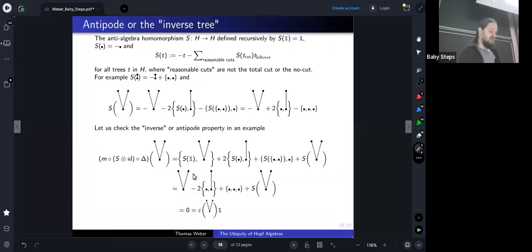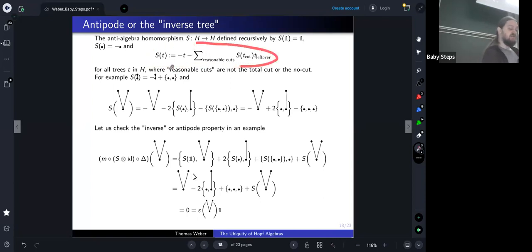So let's see the antipode, or the inverse tree. We know that the antipode should be an anti-algebra morphism from H to H, and it should map the empty tree to the empty tree, the unit to the unit. So we give a recursive definition in this way. On the one vertex tree, we just say it's minus this tree. And then on any more complicated tree, we give this definition here.